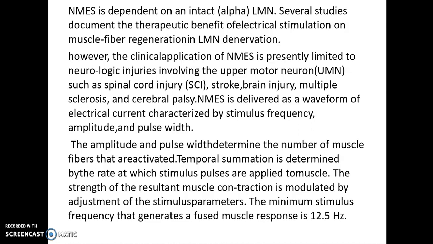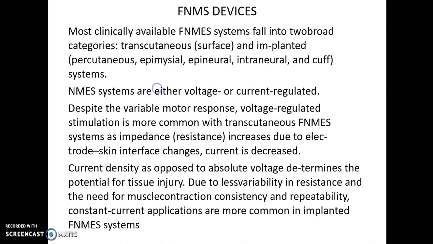The strength of the resultant muscle contraction is modulated by the adjustment of stimulus parameters. So muscle contraction modulation is mainly by stimulus parameters, which we already discussed. The minimum stimulus frequency that generates a fused muscle response is 12.5 hertz. So the frequency should be at least 12.5 hertz to produce a fused muscle response.